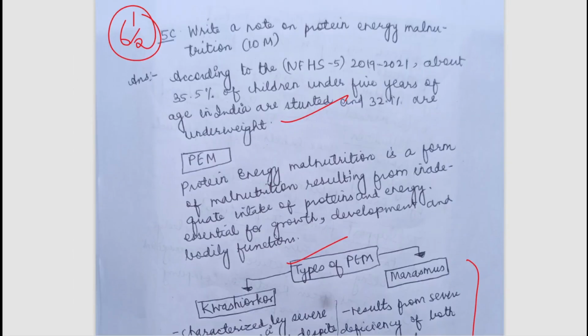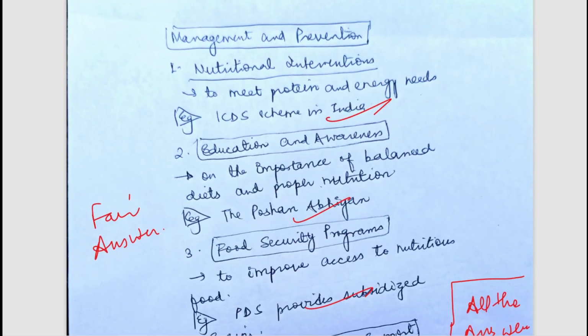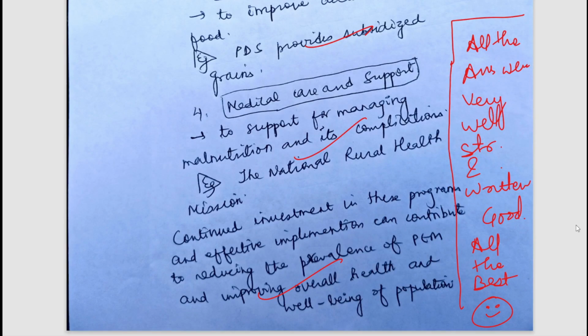The last question of the test was: write a note on protein energy malnutrition. We all know what protein energy malnutrition is. It is a form of malnutrition resulting from inadequate intake of protein and energy. When you are not able to take enough protein and enough energy, that leads to protein energy malnutrition. The major diseases are kwashiorkor and marasmus. Causes are written, effects are written, management is also written. So overall, a nice answer. So this was about our full test 2.